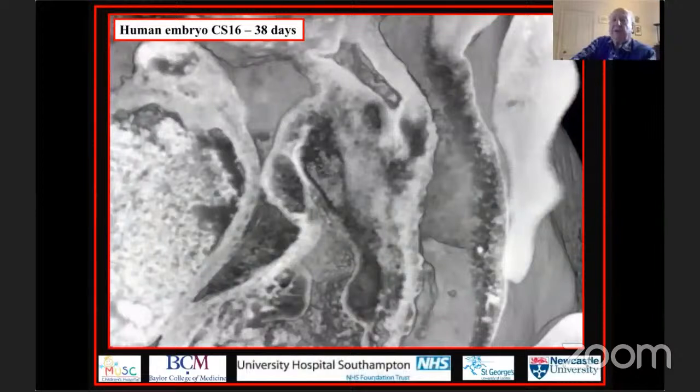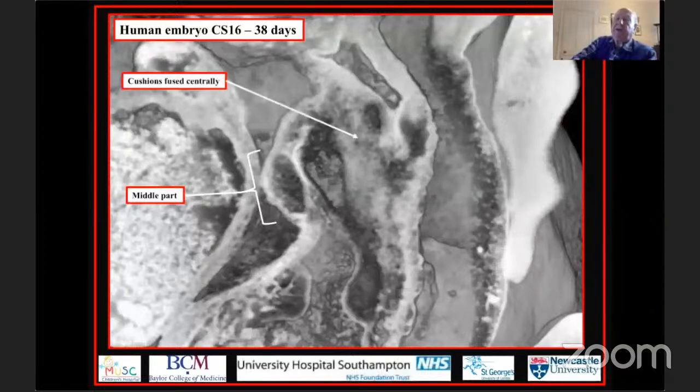So another cut through an embryo at the same stage. In fact, it's the same embryo. I've just rotated the cutting plane a little bit more so I can show you the developing aortic root. And there is the developing aortic root in the middle part of the outflow tract.